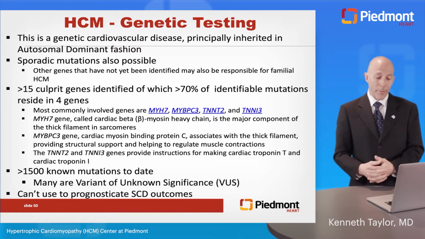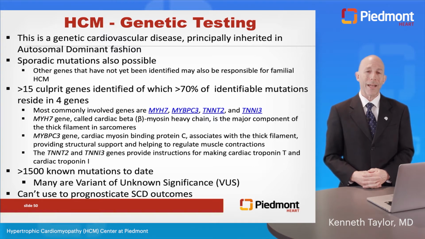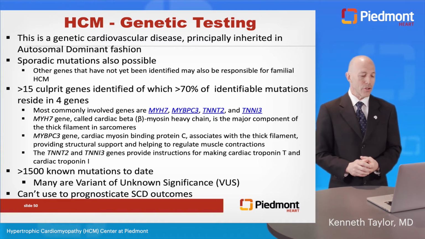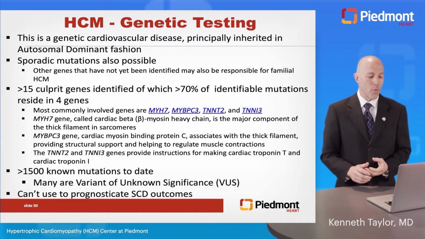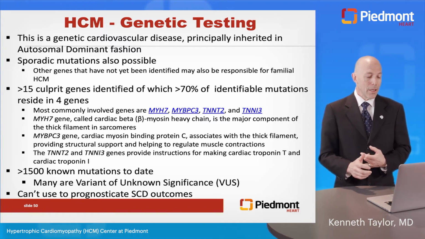Genetic testing is available. And the genetics of this disorder are typically autosomal dominant, though there are sporadic mutations. There are over 15 culprit genes that have been identified, but there are four major ones that tend to come up when you do genetic testing on this population. They're genes that code for cardiac beta myosin heavy chain, cardiac myosin binding protein C, and two genes, troponin I and troponin T.